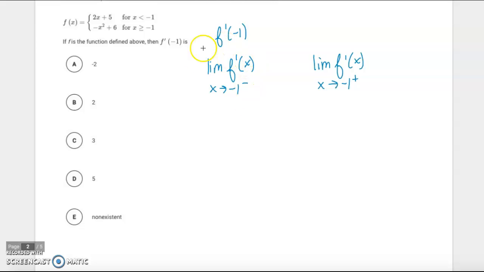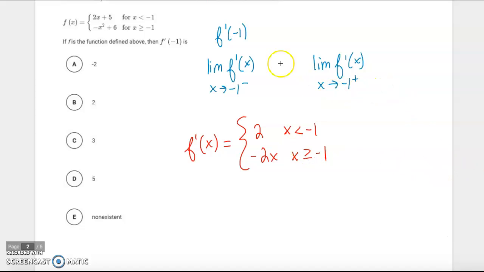Now, the first step in this would be to find f prime of x, right? And so if I'm going to do that, it'll be a piecewise function because I started off with a piecewise function. So f prime of x, well, what's the derivative of 2x plus 5? Well, the derivative of that would just be 2, and that would be for x values less than -1. And then what's the derivative of -x squared plus 6? Well, that would be -2x, and that's for x values greater than or equal to -1. And so now I can apply the same steps for continuity to my derivative, and that will determine whether or not my function is differentiable at this point.